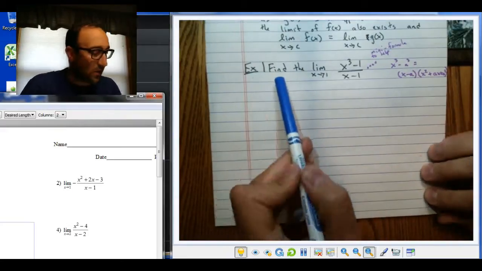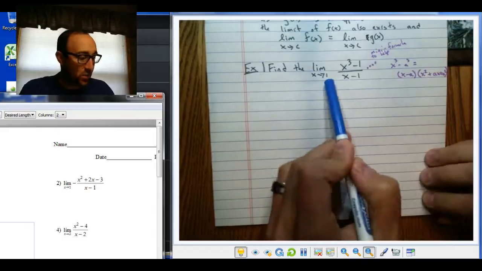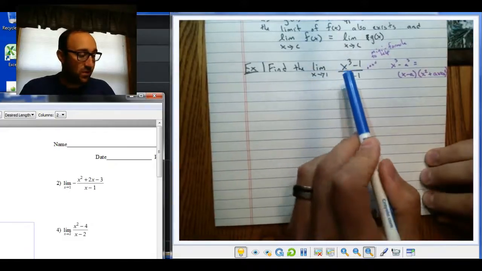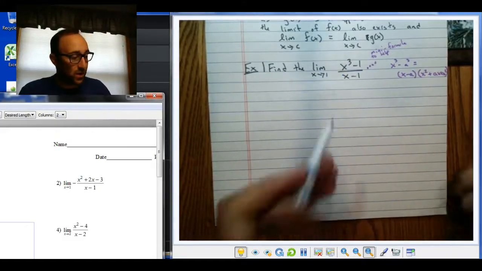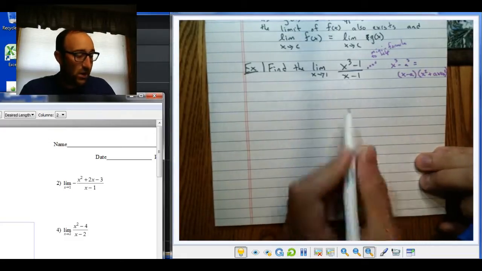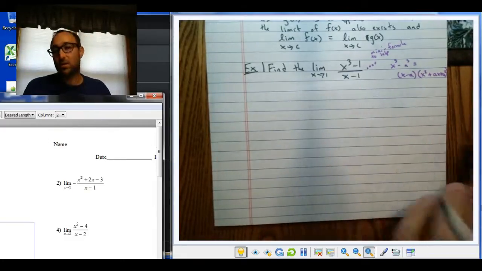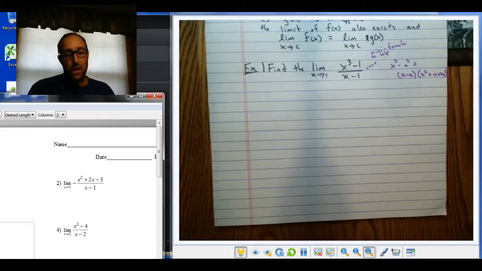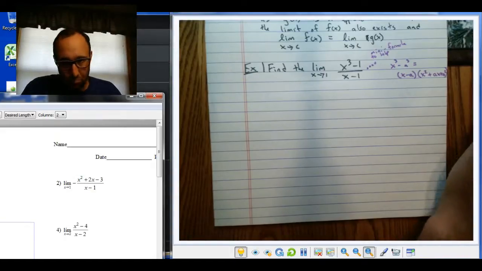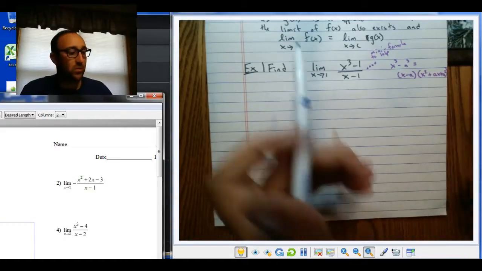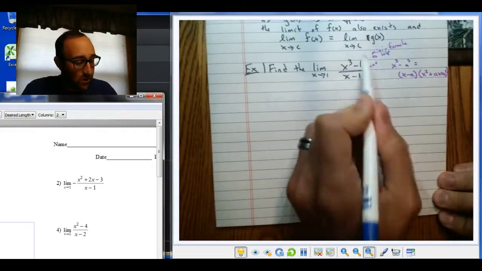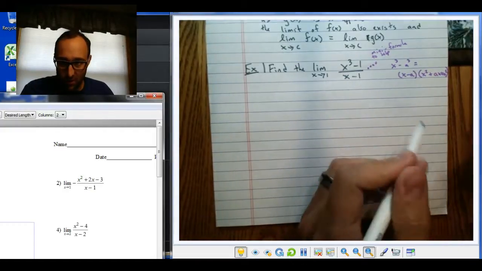Example 1: find the limit as x approaches 1 of x cubed minus 1 divided by x minus 1. If I plug in 1 for x, I get 1 minus 1, so I'm dividing by 0, and we have an error, an undefined expression. So that doesn't help very much. What we want to do is try to change this function up.